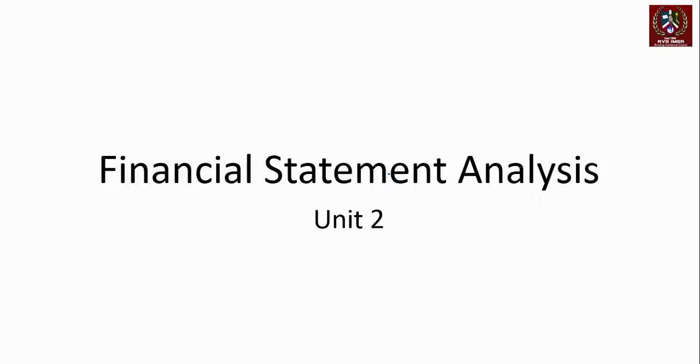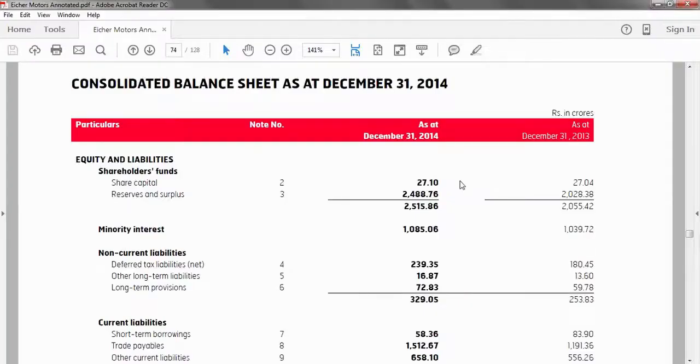In this particular section, we're going to discuss some of the other advanced headers that we see in the balance sheet and P&L statements, primarily the balance sheet, because P&L is more or less self-explanatory. When we look at the annual report of a company like Eicher Motors, there are a lot of segments that talk about things like deferred tax liabilities, other long-term liabilities, long-term provisions, other current liabilities, and so on and so forth, right?